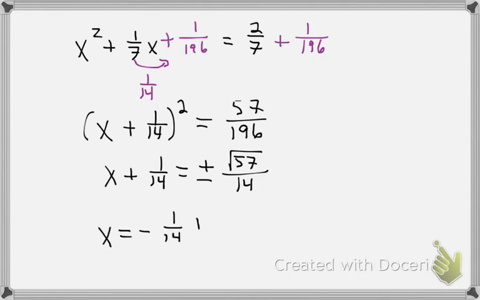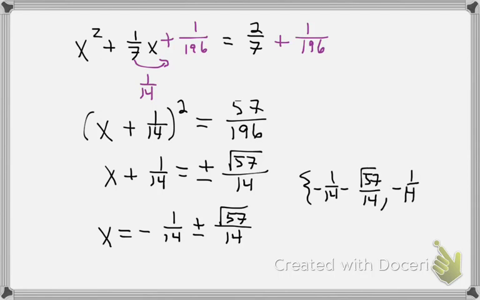My last step. Subtract the 1/14. So x equals negative 1/14 plus or minus square root of 57 over 14. I have two solutions: negative 1/14 minus root 57 over 14, and negative 1/14 plus root 57 over 14. Are these real? These are real. Are they rational? No, they're not rational, they're irrational.